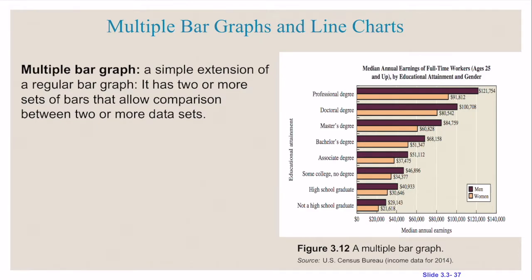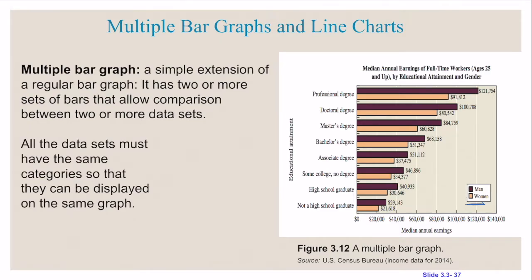A multiple bar graph is an extension of a regular bar graph, but there are two sets of bars comparing two or more data sets, in this case between men and women. And that's a good thing to compare because this is the median annual earnings of full-time workers by educational attainment and by gender. It's important to note that all data sets must have the same categories so they can be displayed on the same graph. Some benefits are that we can see closely the wage gap that exists between men and women.